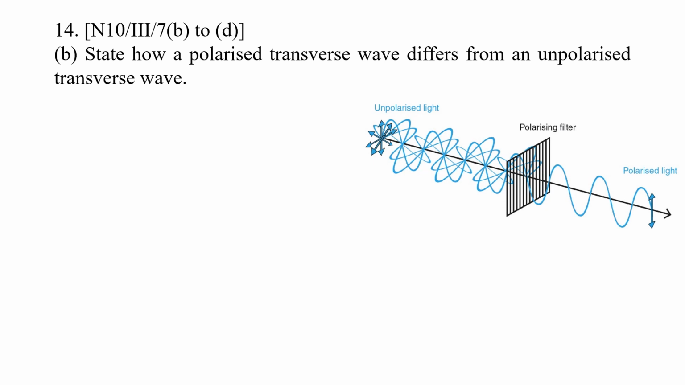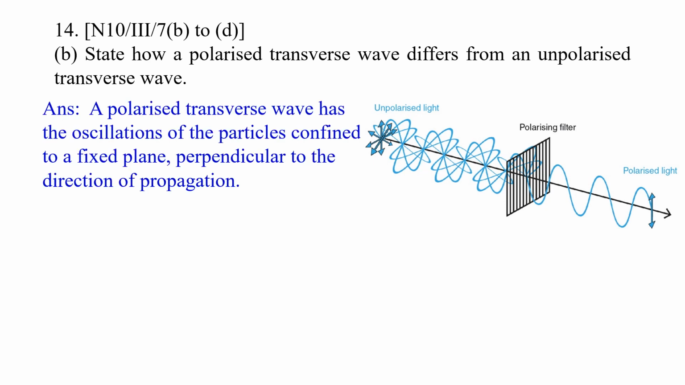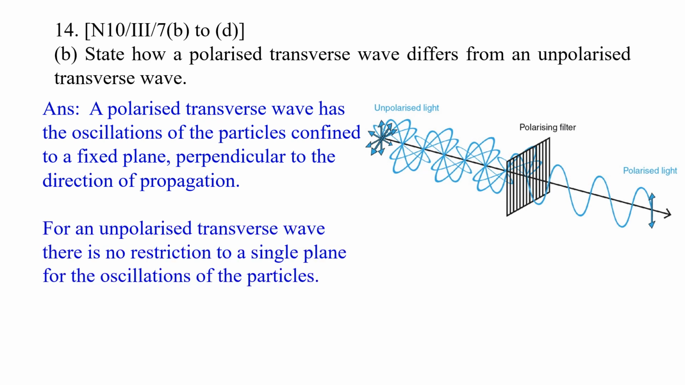polarized in one plane. So to answer this question, to describe polarized transverse wave, you can just simply say that the oscillations of the particles are being confined to a fixed plane perpendicular to the direction of propagation. On the other hand, an unpolarized wave, there is no such restriction on how the plane of the oscillation of the particles will be.